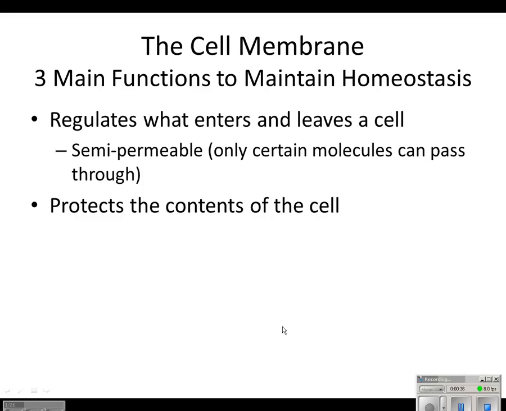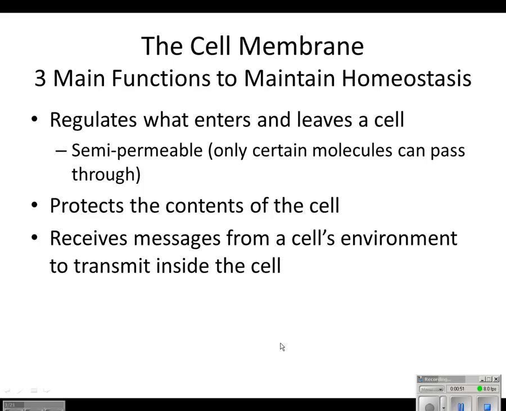The cell membrane also protects the contents of a cell. And when we're talking about protection, we're not saying that it doesn't let bad things in, because if a bad molecule is small enough, it can pass through the membrane into the cell. And the cell membrane receives messages from the environment to transmit inside the cell through the use of receptors.